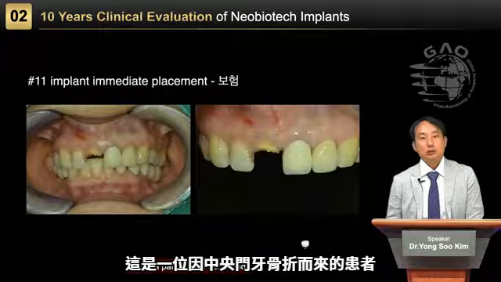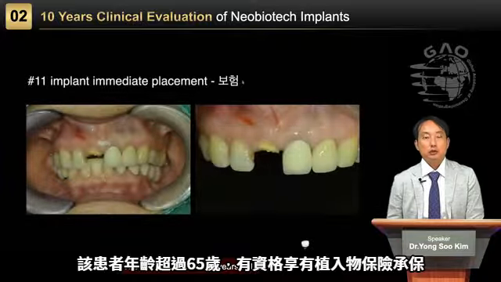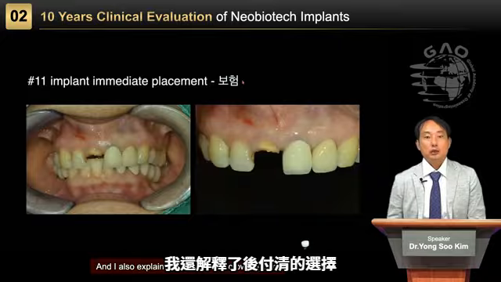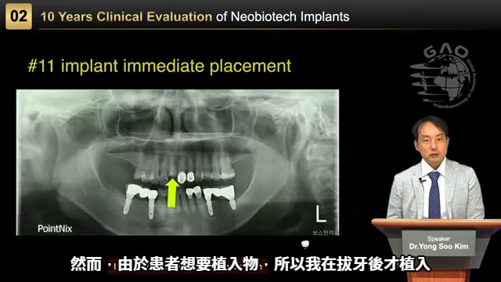This is a patient who came in due to a fracture of the central incisor. The patient was over 65 years old and eligible for insurance coverage for implants, and I also explained the post-core crown option. However, since the patient wanted the implant, I placed the implant after the extraction.